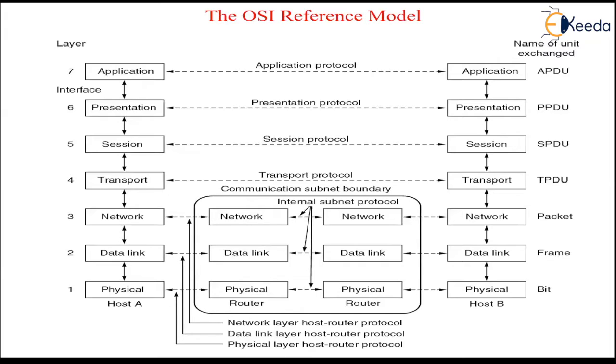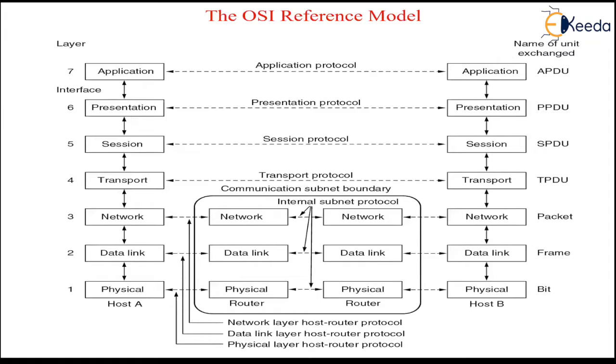Then the physical layer also defines the direction of transmission between two devices: simplex, half duplex, or full duplex. In simplex mode, only one device can send, the other can only receive. The simplest mode is one-way communication. In half duplex mode, two devices can send and receive, but not at the same time. In full duplex mode, two devices can send and receive at the same time.